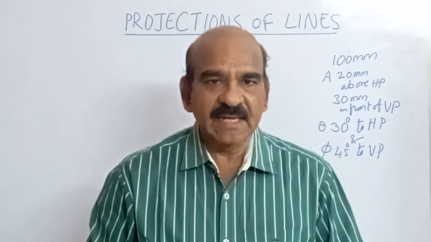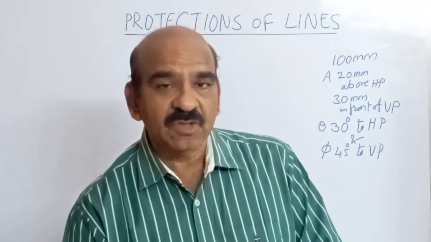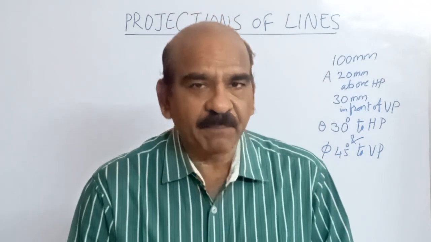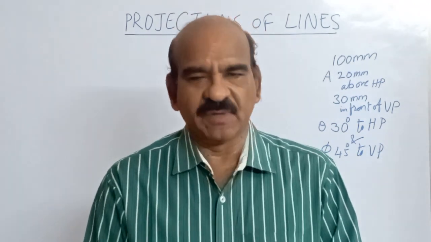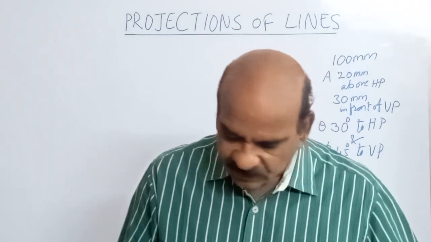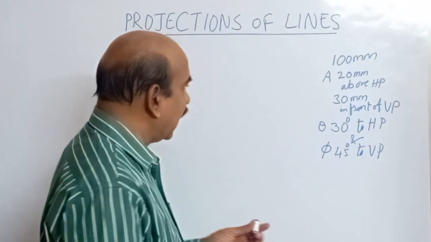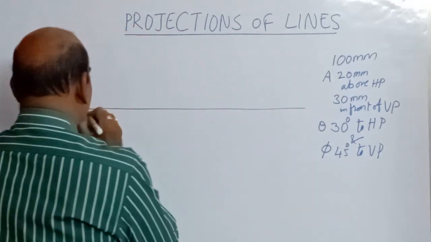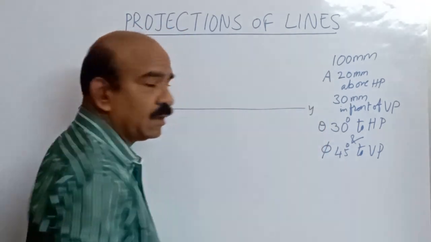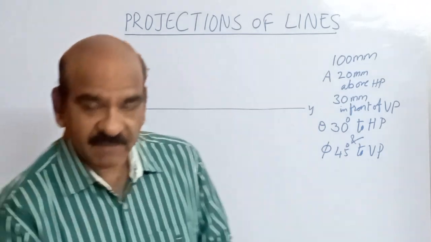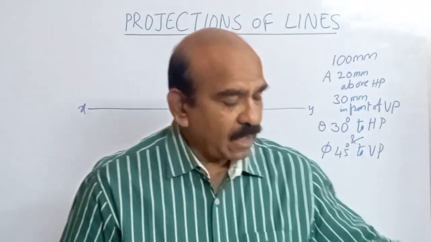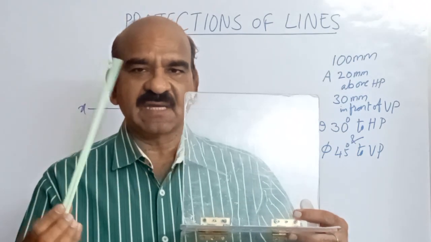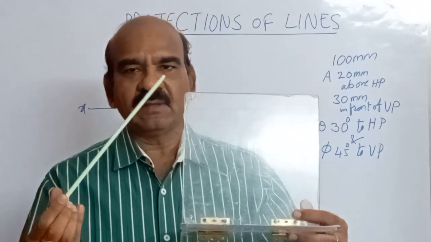Now we want to see how the final projections of this line look when it is inclined to both the planes, both HP as well as VP. Right. To start with, we have taken the reference line XY. I am taking the plane here. I am assuming this as a line of 100 mm long.